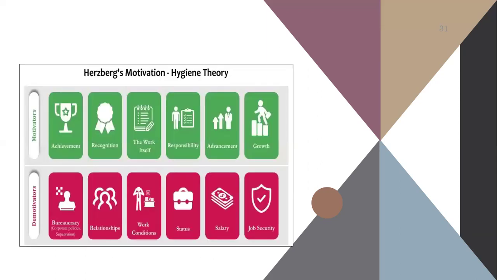So the motivators are achievement, recognition, the work itself, responsibility given, advancement towards goal, and growth in life. Moving on to the hygiene factors or the demotivators, these are bureaucracy, which includes the corporate policies or supervision, relationships, work conditions, status, salary, and job security.